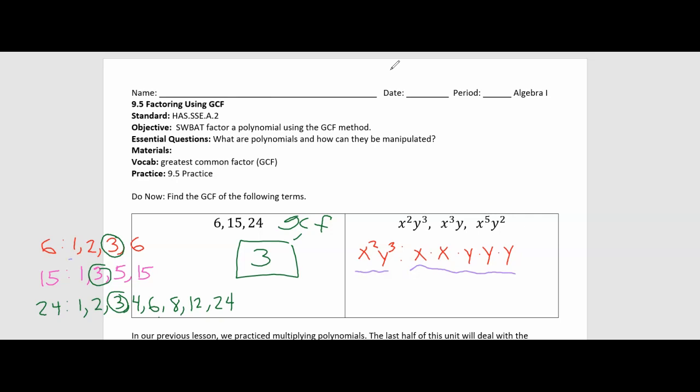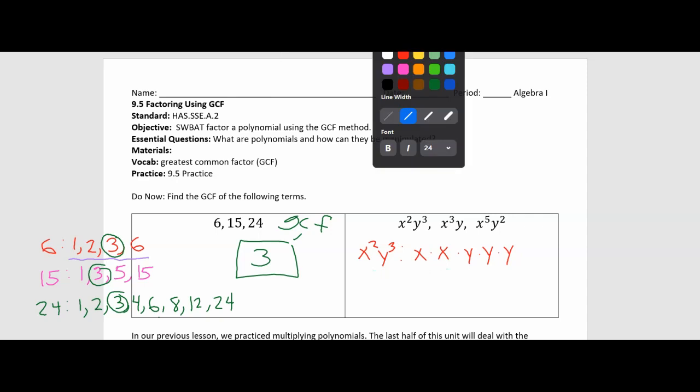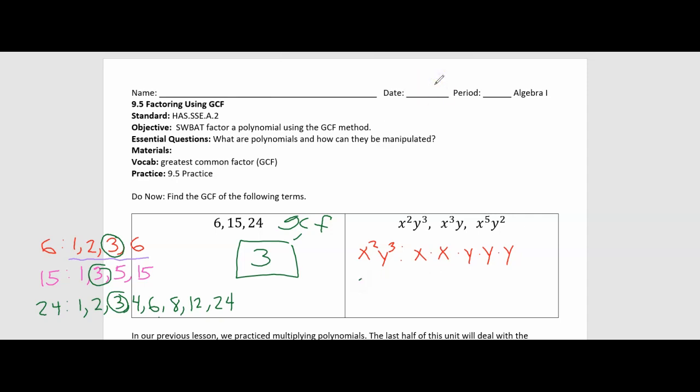It's not the case over here, right? If I multiply all of these together, I am not going to get 6. I'm going to get a number much larger than 6. If I write out my factors of x cubed times y, well, I'd have to multiply x by itself 3 times, and then just a single y. If I look at, we'll do blue, x to the 5th times y squared, that's going to give me x times x times x times x times x times y times y.